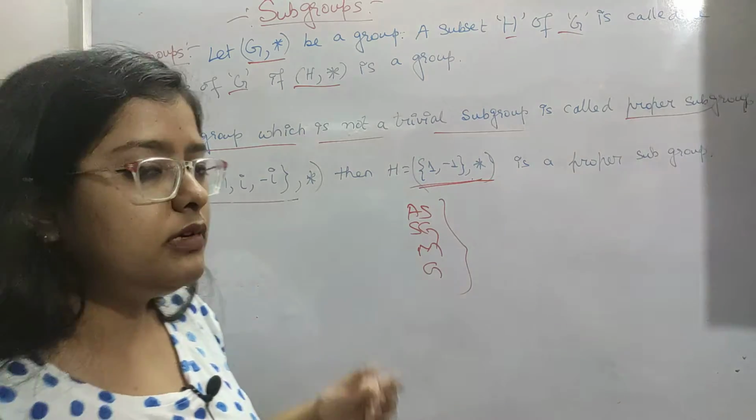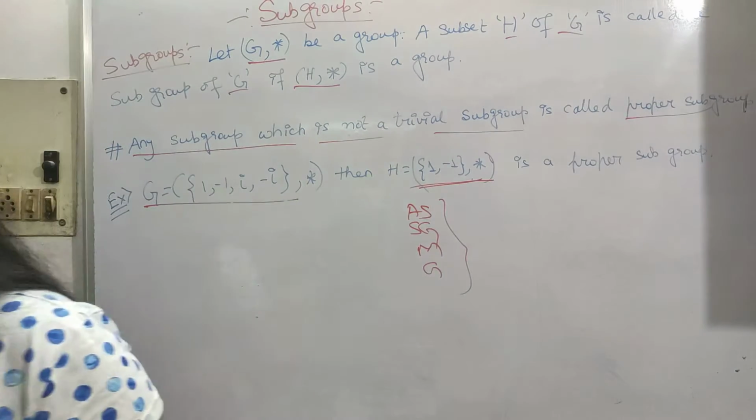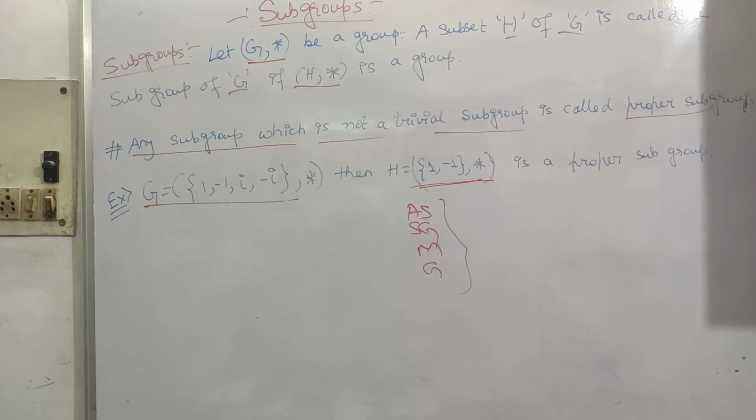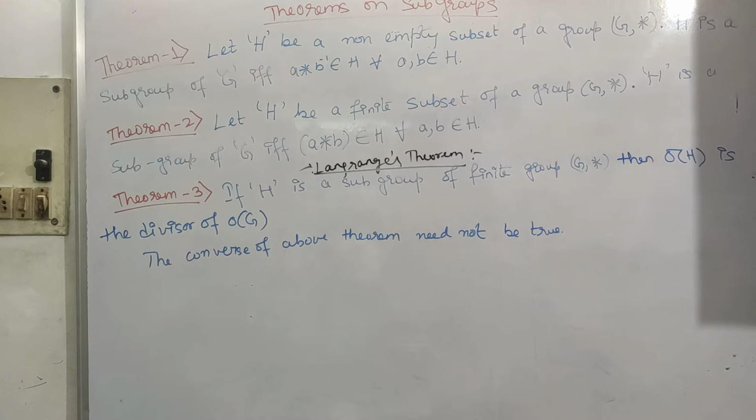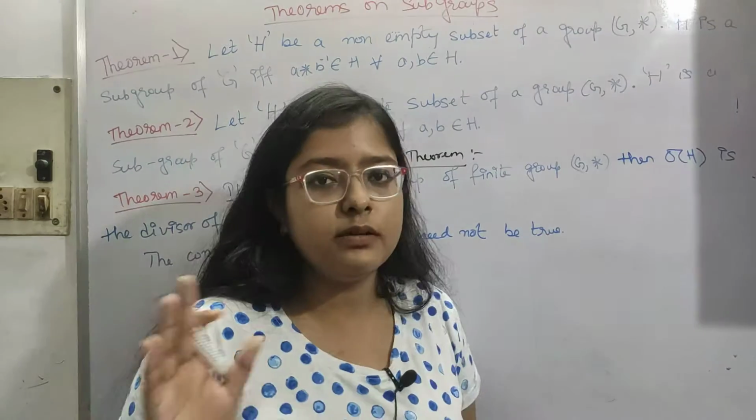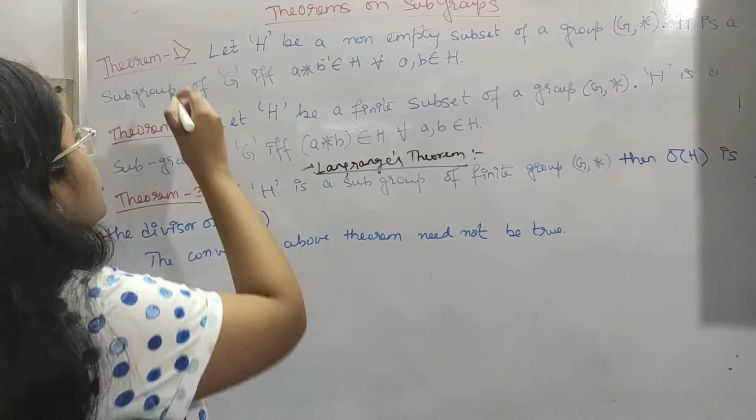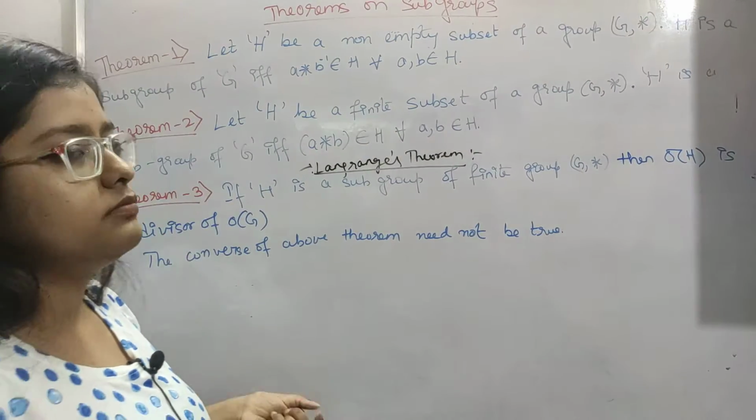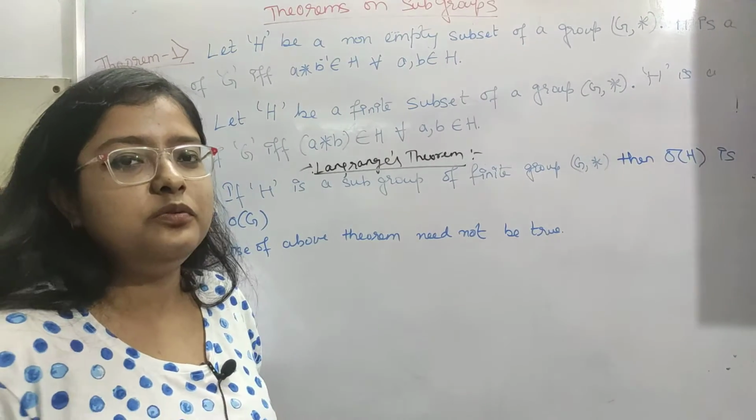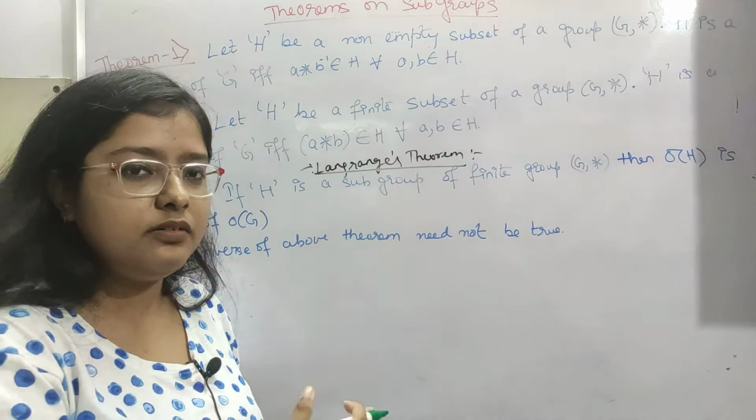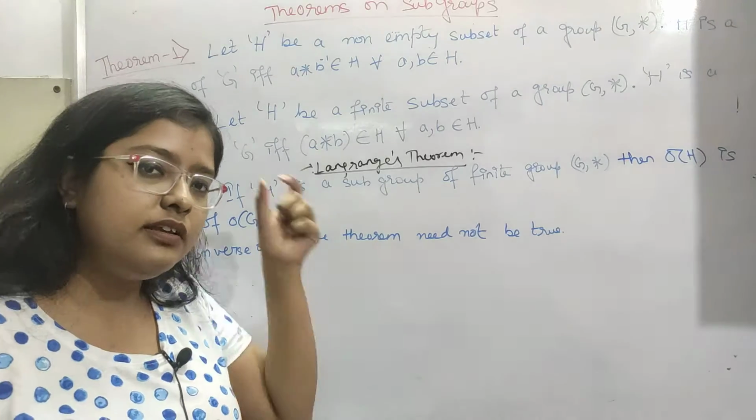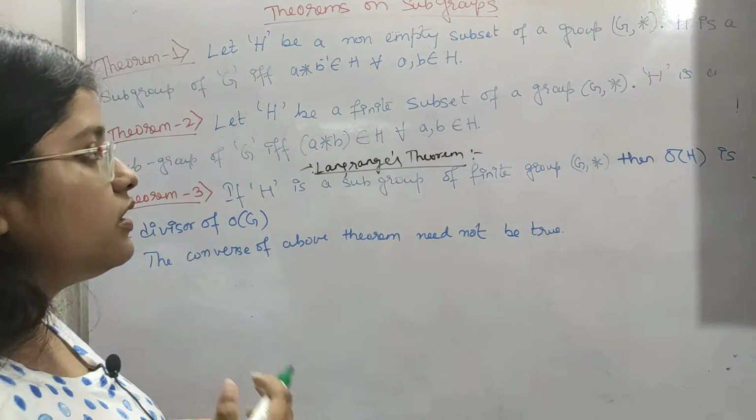Now let's see some theorems. Okay, so now let's see theorems on subgroups. We have already seen subgroups. Now let's see some theorems. So theorem 1. You can write it down now, but with the help of examples it will be clearer to you. Once we do examples it will be more clear.